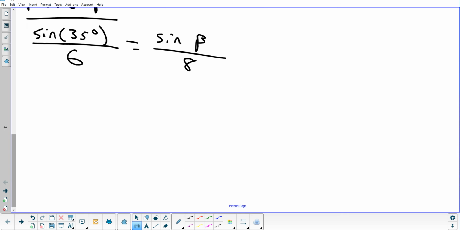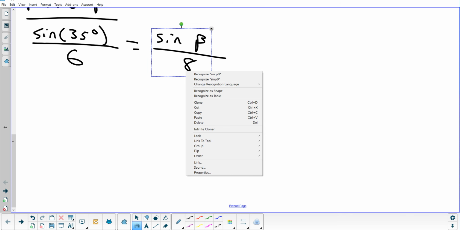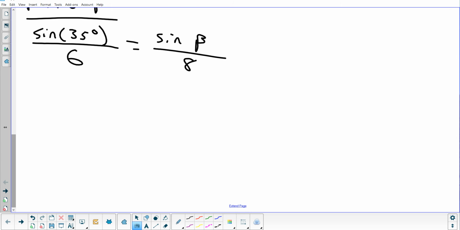Yep, sine beta over 8. Now you don't even really have to cross multiply. I mean, you can, but all you have to do is multiply both sides by 8. And that will move the 8 to the other side because the goal of this step is just to get sine beta by itself. And then ultimately the goal is to get beta by itself. Okay, let's start with the sine beta. So let's do times 8.